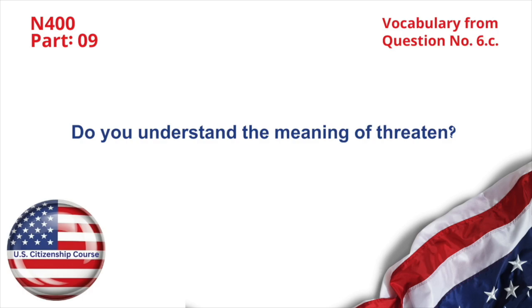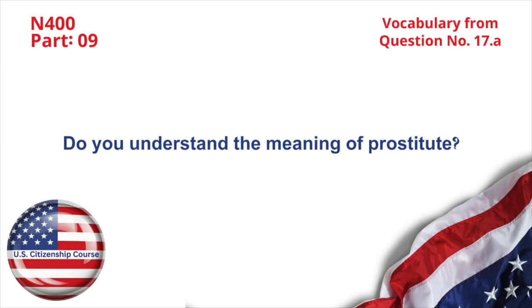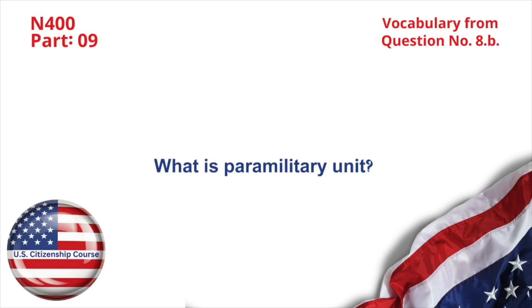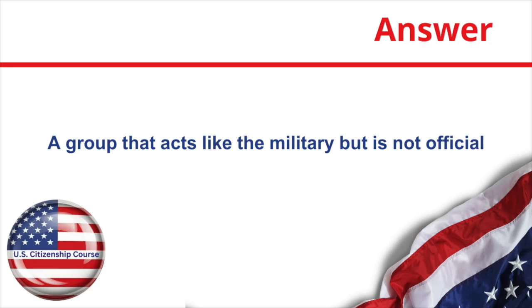Do you understand the meaning of threaten? To tell someone you're going to hurt them. Do you understand the meaning of prostitute? Someone who does physical relation for money. What is paramilitary unit? A group that acts like the military, but is not official.